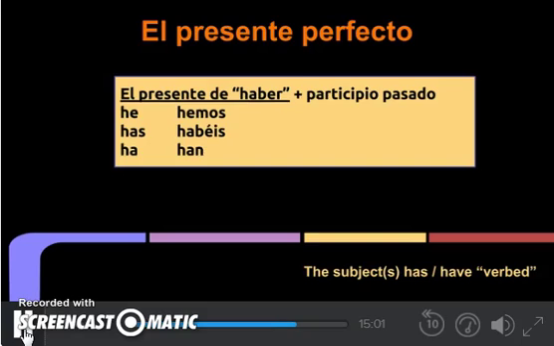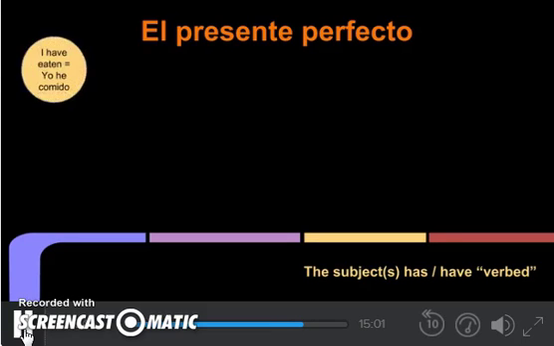We don't pronounce the H, so it is pronounced he, has, ha, hemos, habéis, and han. And actually, the only regular form of the entire verb is the vosotros form. So that's our helping verb for have. And then we'll link it up with a past participle, and we'll be saying that the subject has verbed or the subjects have verbed. And that verbed is the past participle part. Okay? So let's take a look at a few of these.